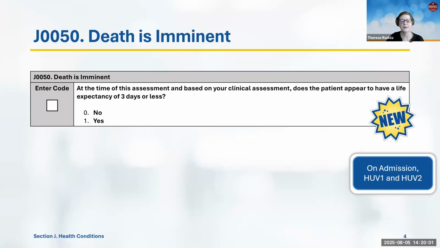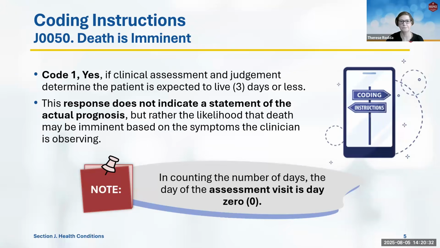This is the first item, J0050, death is imminent. This is a new item collected at admission, HUV1, and HUV2. It asks the clinician, at the time of this assessment, and based on your clinical assessment, does the patient appear to have a life expectancy of 3 days or less? The clinician should respond with code 0, no, or code 1, yes.